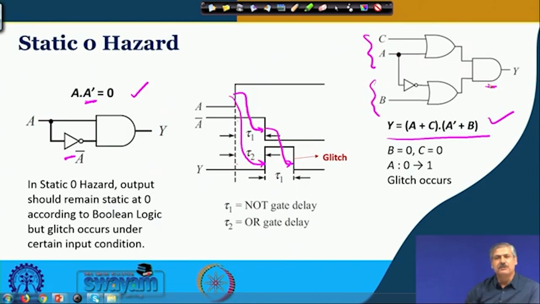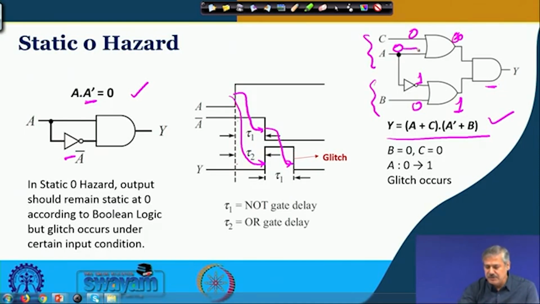Now, consider the input combination B equal to 0, so this is 0, C equal to 0, so this is 0, and A is going from 0 to 1. So, A initial is at 0, which makes this initially 0 and this at 1. So, this output is 0 and this output is 1, but for the AND gate we need both the outputs to be 1 for the output to be 1, so the output is 0.